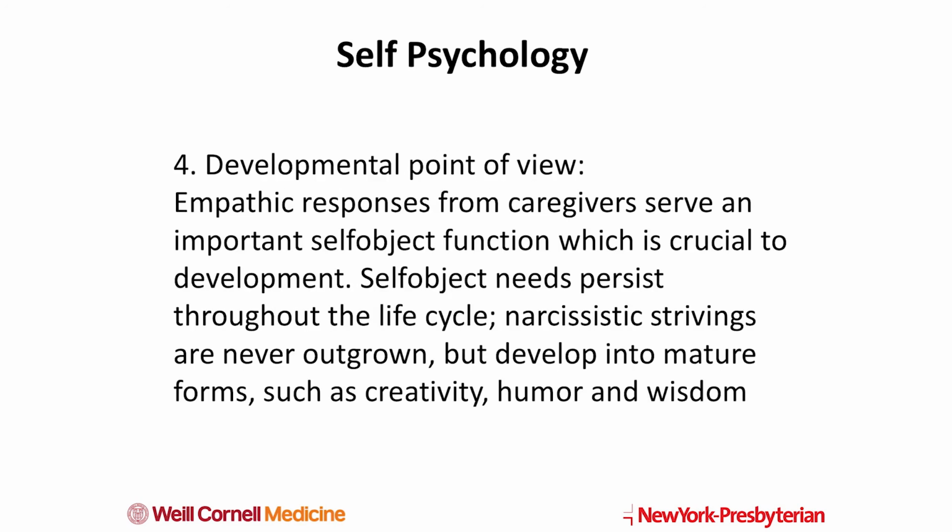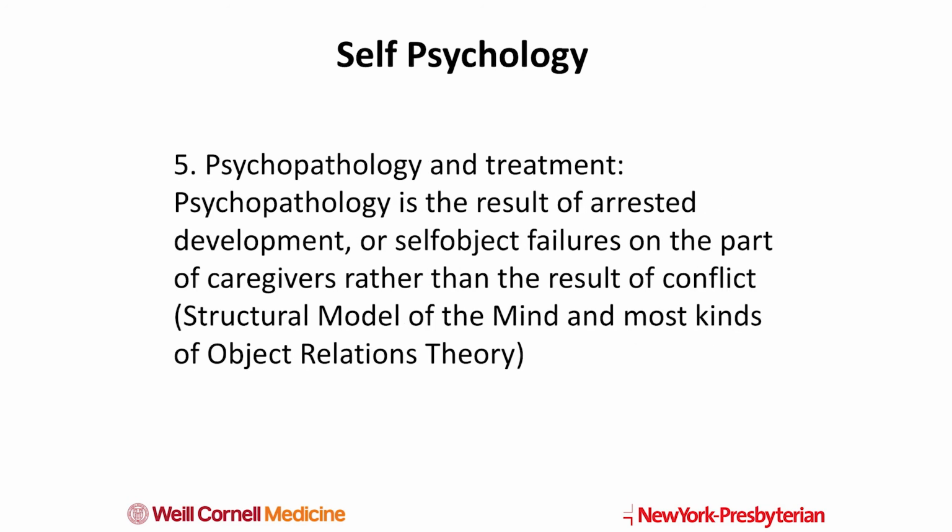Fourth, the developmental point of view. Empathic responses from caregivers serve an important self-object function, which is crucial to development. Self-object needs persist throughout the life cycle, as narcissistic strivings are never outgrown but develop into mature forms such as creativity, humor, and wisdom. Finally, psychopathology and treatment. Psychopathology is the result of arrested development or self-object failures on the part of caregivers, rather than the result of conflict, as in the structural model of the mind and most kinds of object relations theory.